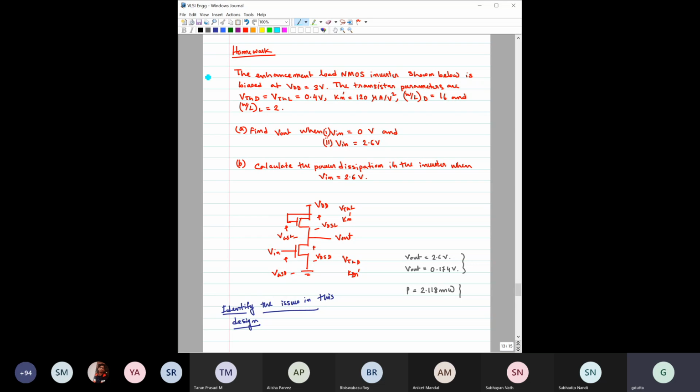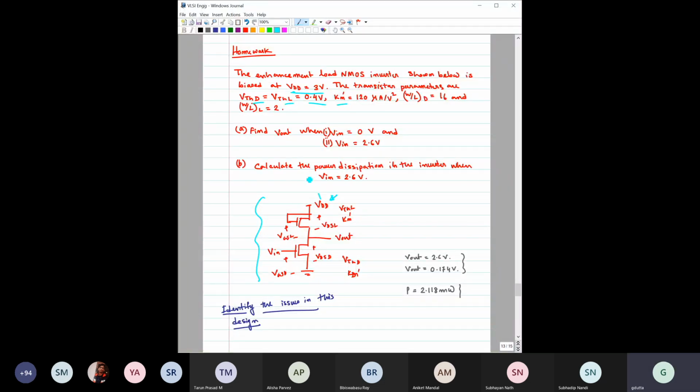So it basically says that you have an inverter with this enhancement load, what we were discussing earlier, and it is given that this VDD value is 3 volt. The threshold voltage, sorry, it is VTH, again it is not VTN, so I should be careful. So it is VTHD and VTHL, equal to 0.4 volt, and because both are NMOS, the threshold voltage is expected to be positive.